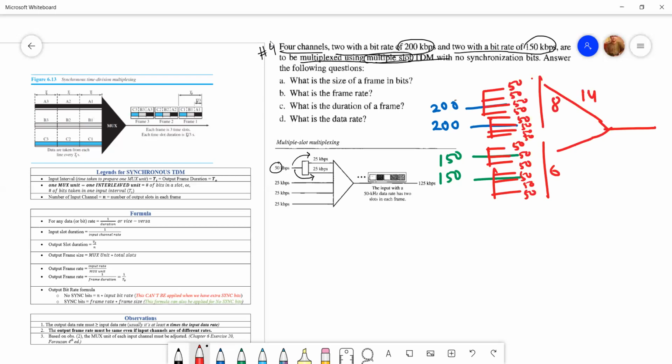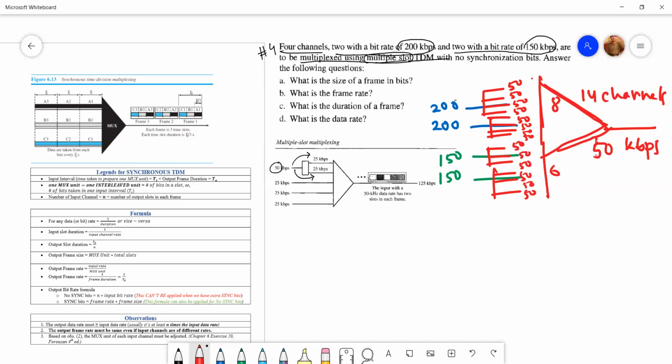Instead of sending 4 channels, now we're mimicking 14 channels. Each of the 14 channels is now at 50 kbps. So instead of sending 4, now we're sending an equivalent version of 14 channels: 8 derived from the 200 and 6 derived from the 150. Okay, now let us do this math.